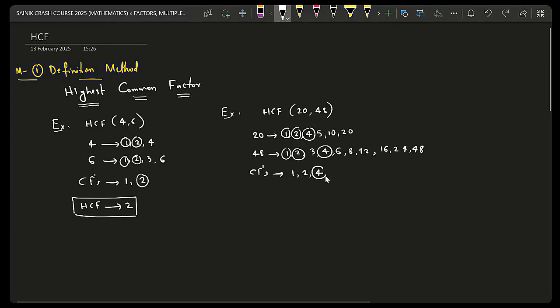In the common factors, the highest one is 4. So that's why we can write the HCF of these numbers is going to be 4. This method of finding HCF is called the definition method. We are using the definition to find the highest common factor.